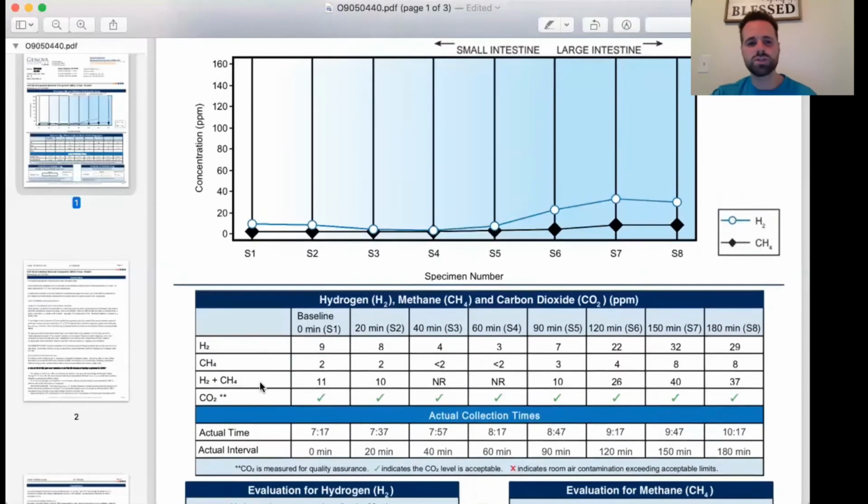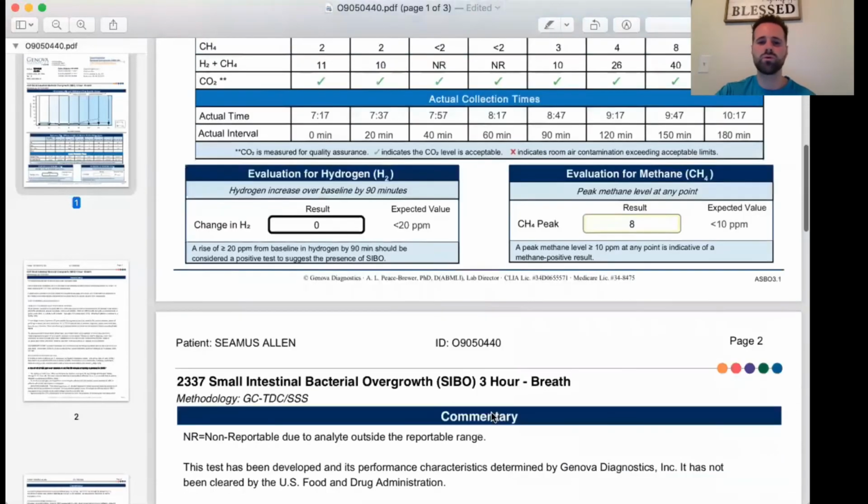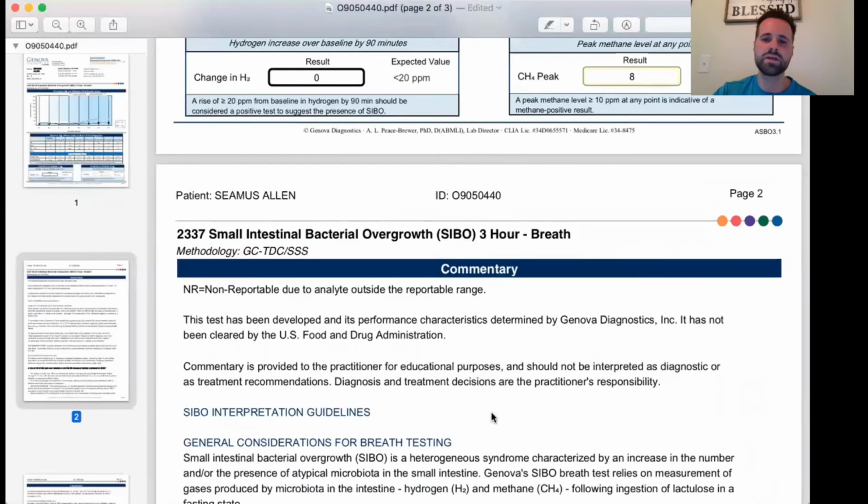And then it also shows the CO2, and we see these check marks next to it. So this is good. This is measuring air quality and making sure that the test tubes do not have any contamination present in them. And then it also specifies the actual time. This is what the patient would record as far as when they breathed into the test tube at the various intervals. And as we scroll down, it talks about more of a commentary as well.